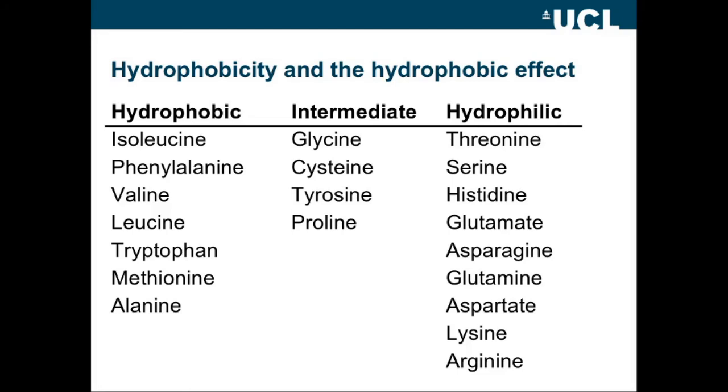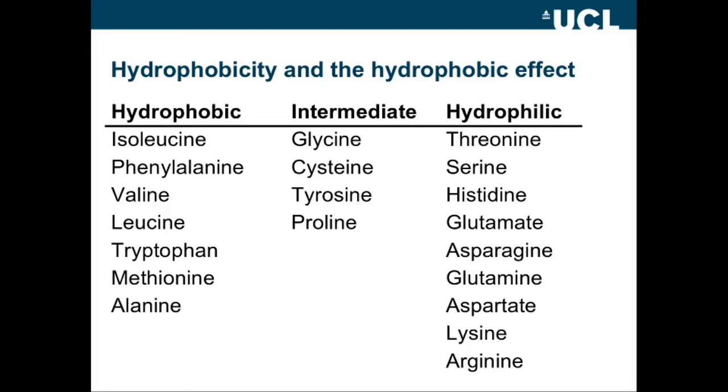Obviously tyrosine has an OH group, but it also has quite a large phenyl ring which cannot form really good hydrogen bonds. Glycine is intermediate because it's so small it doesn't have a side chain, so it's not really either hydrophobic or hydrophilic.